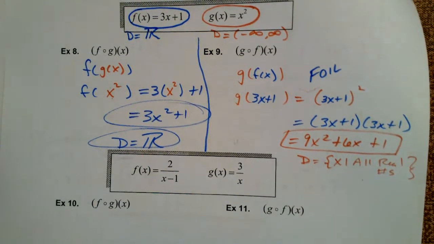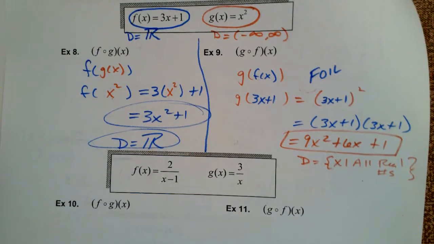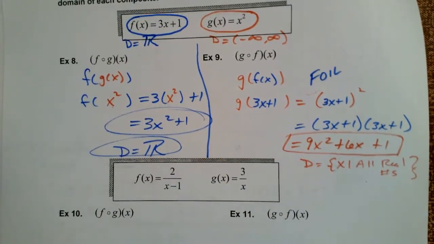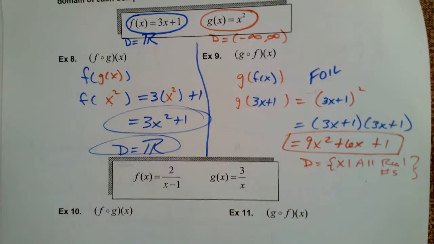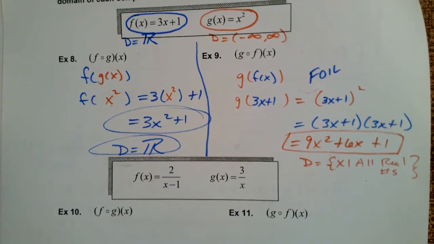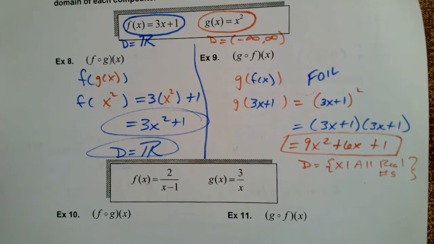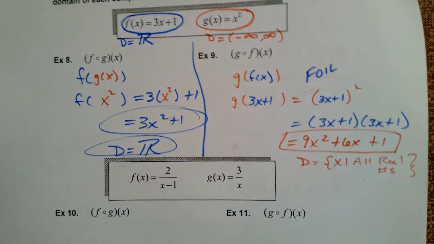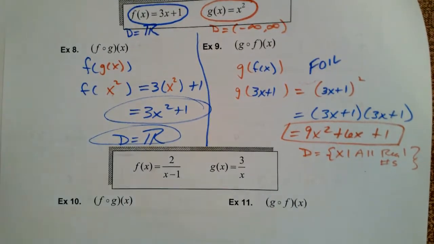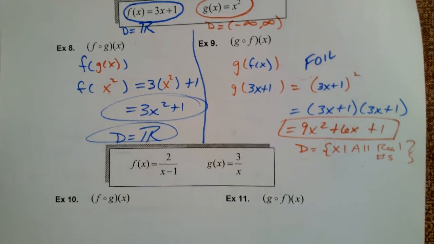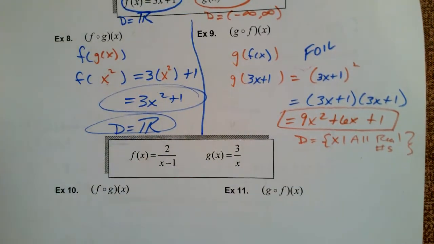So you've got to see what they're asking you to do. Usually it's f of g of x, g of f of x, f of f of x, or g of g of x. You just got to see what they're looking for. Any questions on 8 and 9, y'all? A lot of you are like, man, that's easy, and I don't need to see any more, but I want to show you these last two for sure, because now we're dealing with fractions.